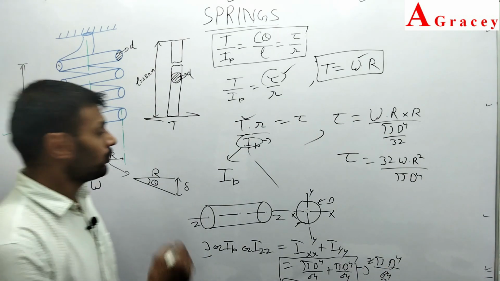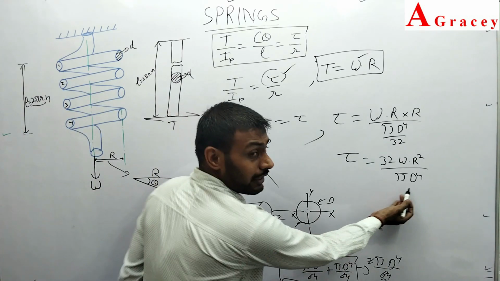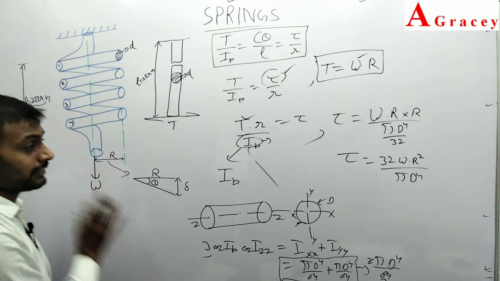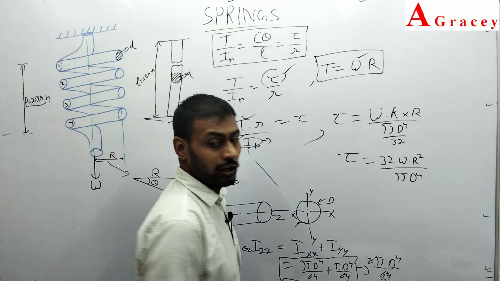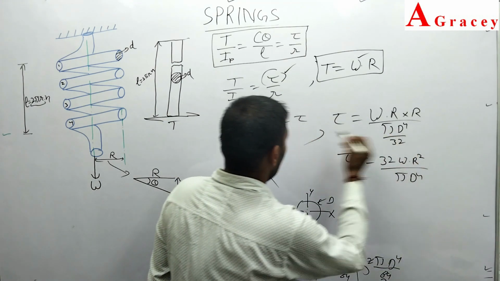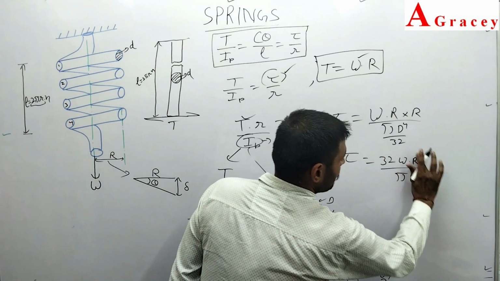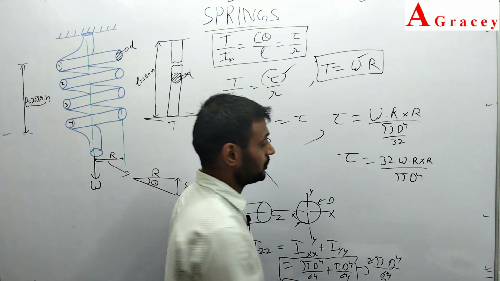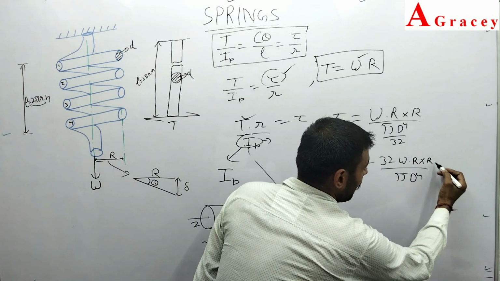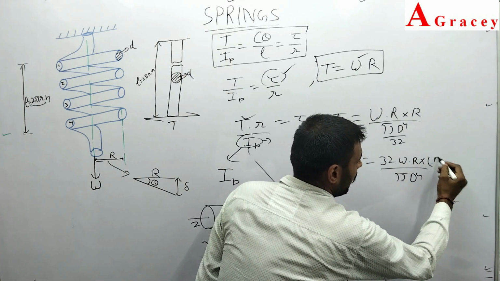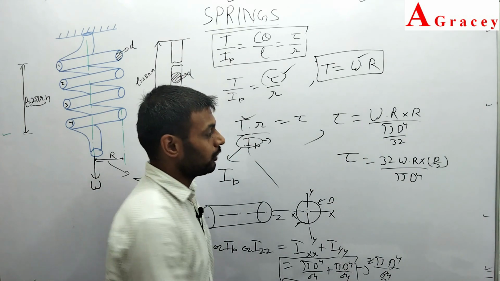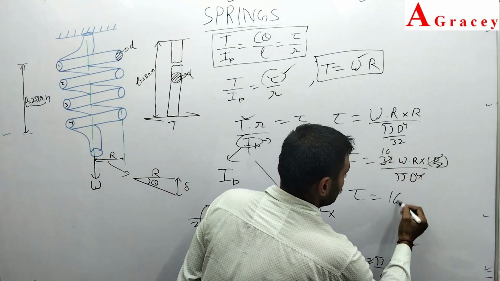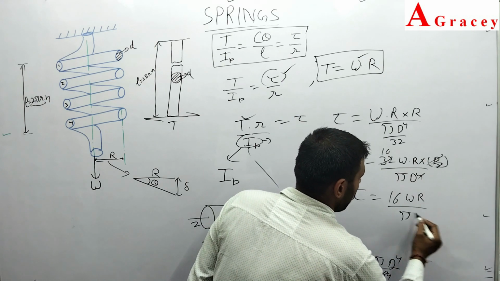So is it clear? You can see, students, here the d is the diameter of the shaft, and R is the mean radius of the coil. It means we are taking both as the same. So if I further solve here, this R was the shaft radius, and d is the diameter of the shaft. So I am taking here R as d by 2. 2 to 2 cancel, and d to d cancel, and further we solve this as 16 WR divided by πd³.